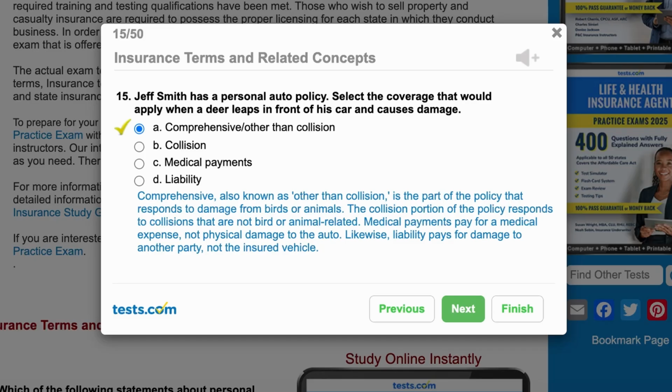Comprehensive, also known as other than collision, is the part of the policy that responds to damage from birds or animals. The collision portion of the policy responds to collisions that are not bird or animal related. Medical payments pay for a medical expense, not physical damage to the auto, and likewise, liability pays for damage to another party, not the insured vehicle.